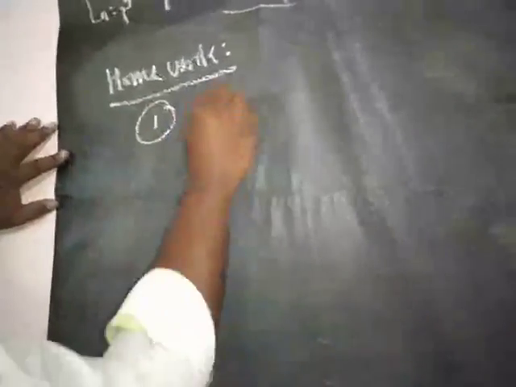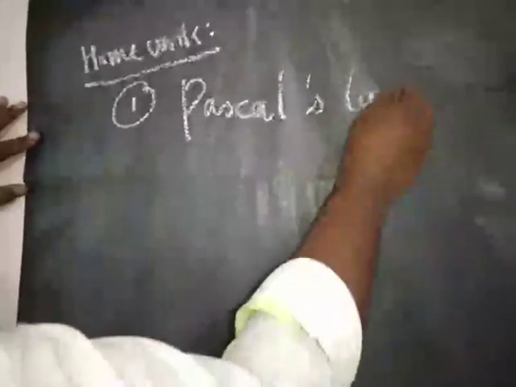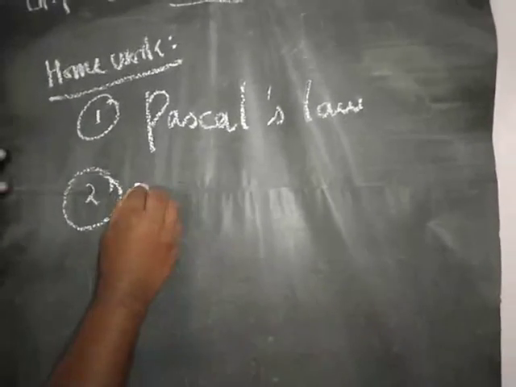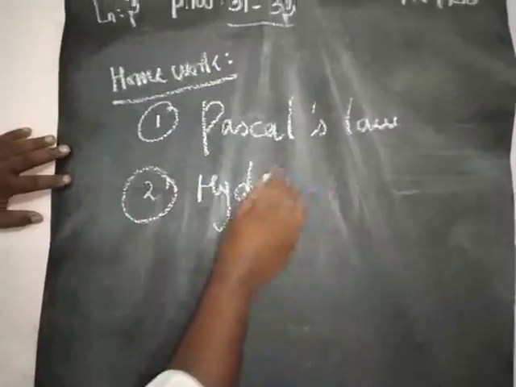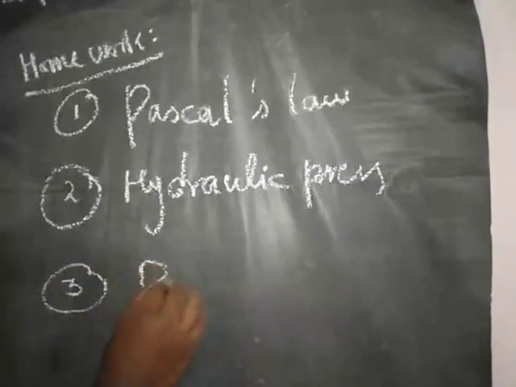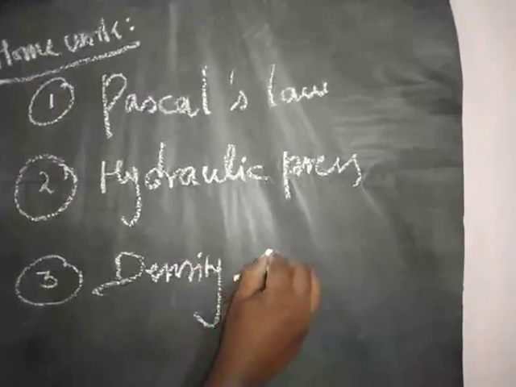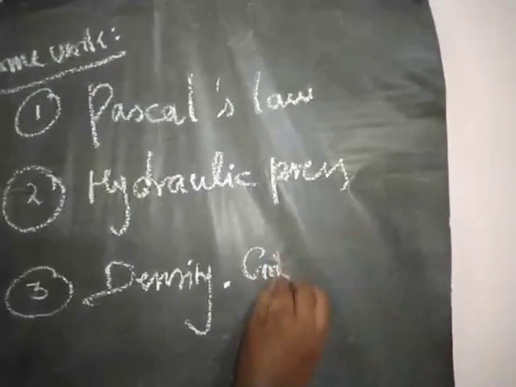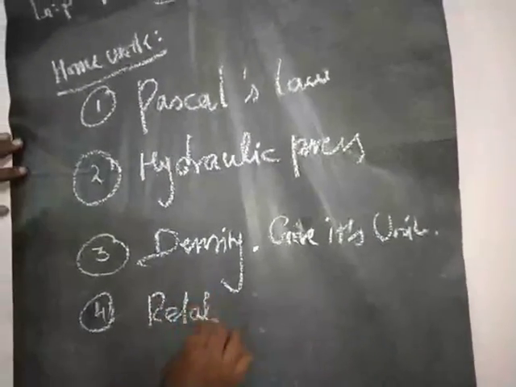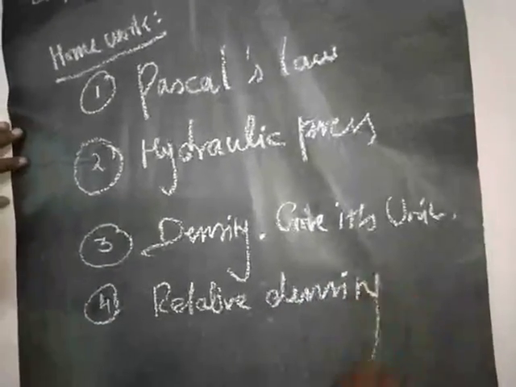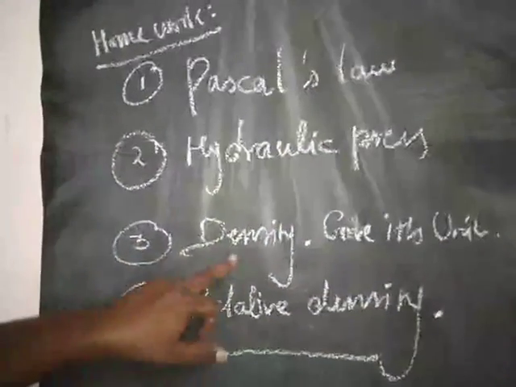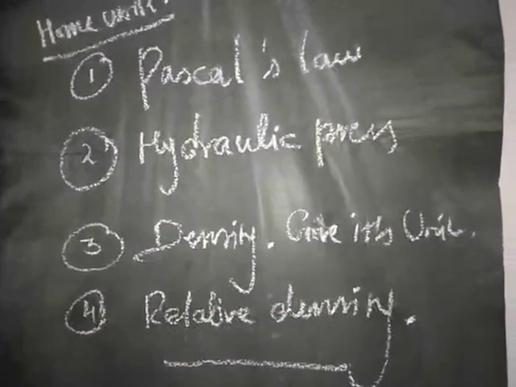Homework: one is define Pascal's law, second one explain the working of hydraulic press, third one define density and give its unit, fourth one define relative density with the equations. Total how many questions are given today? Four.